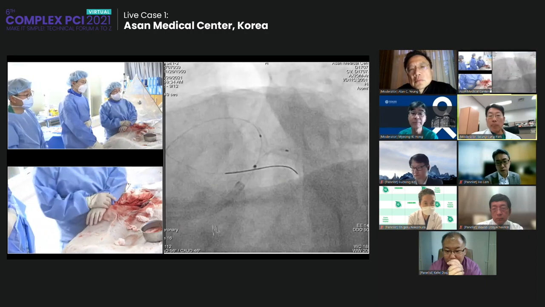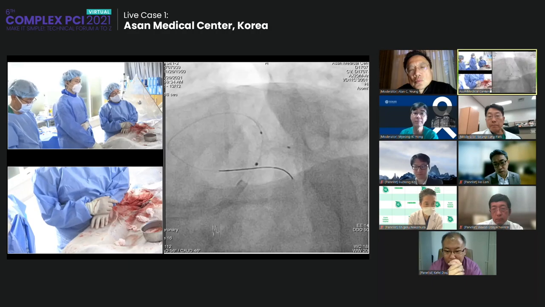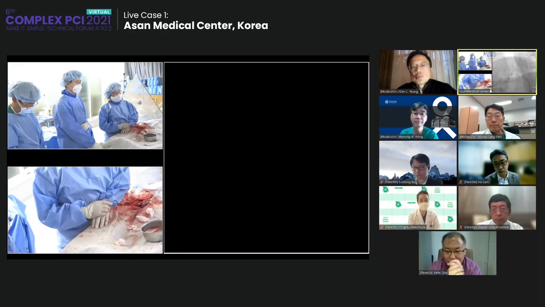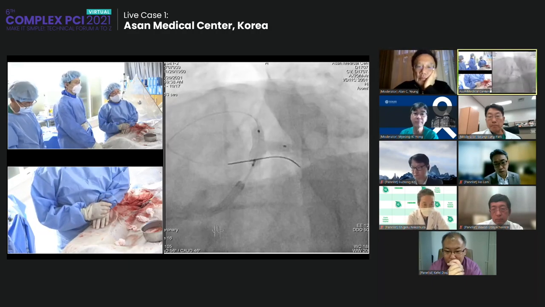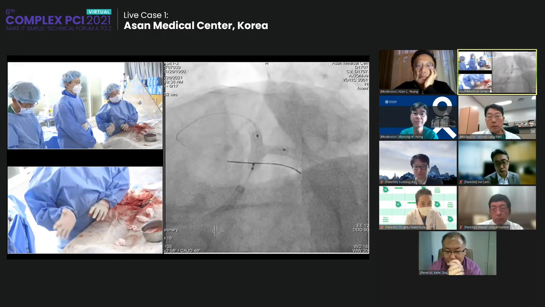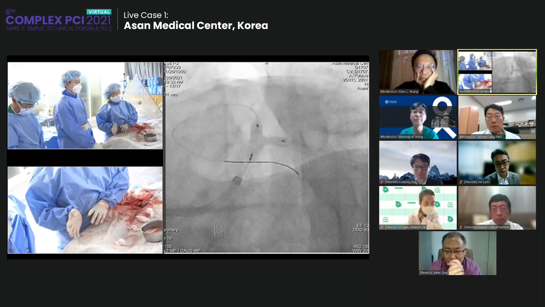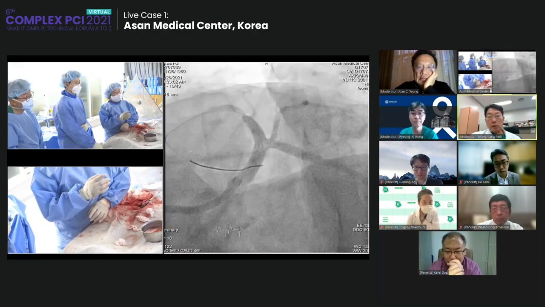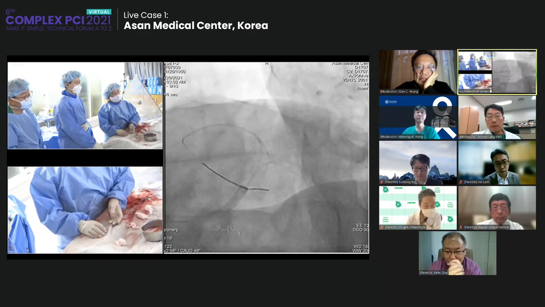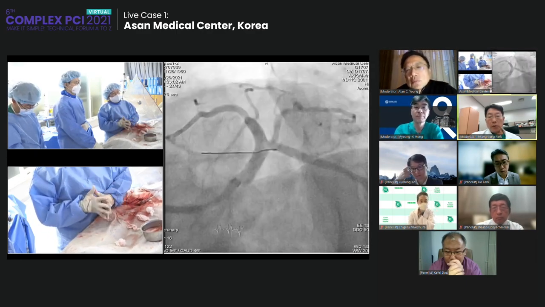Yes, I inserted the 3.5 high-pressure balloon to the circumflex and 4.0 to the LAD. Next, I did the final kissing balloon using sequential high pressure to the circumflex and LAD. Next. What pressure did you use? For the final kissing balloon, only 8 atmospheres. But the OM branch is perfect, right?